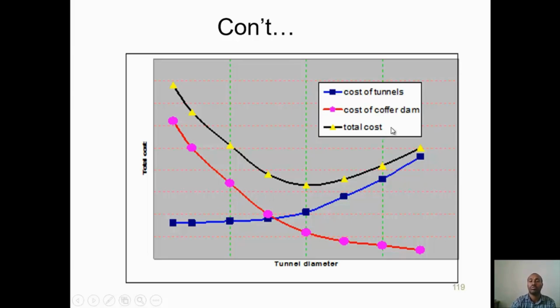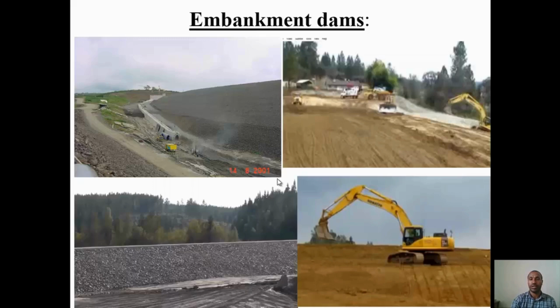This is the cost of the coffer dam. For smaller cost, you have a high diameter. So this is a combination of the cost of the coffer dam and the cost of the tunnel. This is the total cost. The black one is the total cost. The optimum point will be the intersection of these, and then you can get it at this point. So you have to optimize the cost of the coffer dam and the cost of the tunnel.